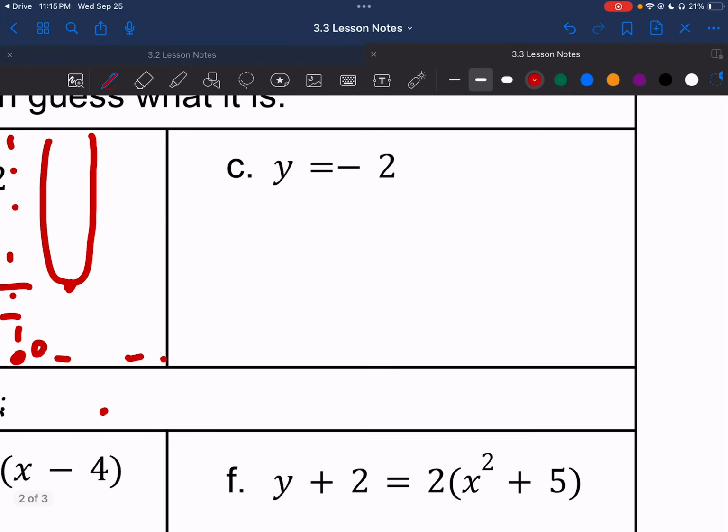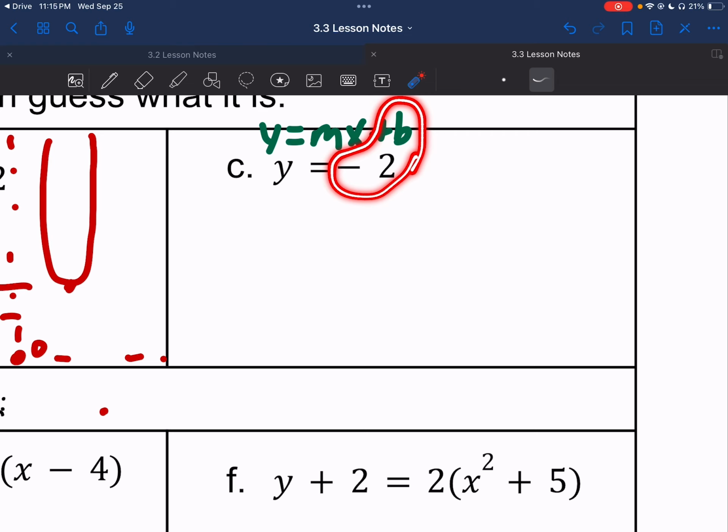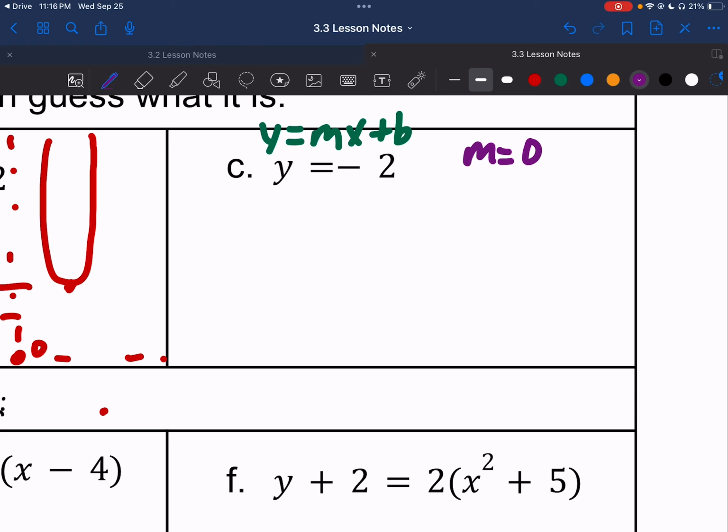Letter C, y = -1... Well, let's see. Is this in the form y = mx + b? Well, we're told that m and b have to be numbers, and I clearly see a b value here, right? My b value is -2, that's that piece at the end there. Well, what could this possibly be? What value of m would make something disappear like that? Well, if our slope is 0, if m is 0, that'll make that go away, and we're left with just y = b. So this is a horizontal line at -2. So this is linear.